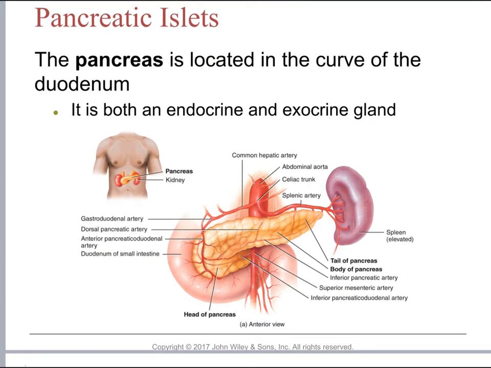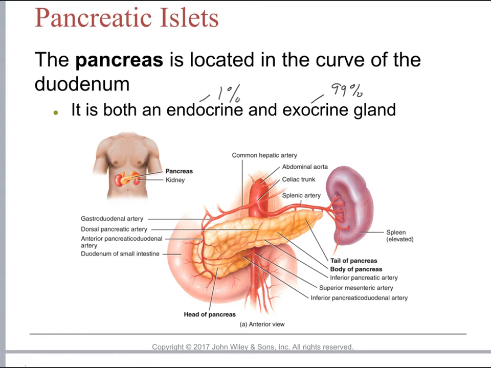The next organ or gland that we're going to look at is the pancreas. Its location is in the curve of the duodenum. It is both an endocrine and exocrine gland, and we're going to assign a percentage here. The percentage of exocrine, believe it or not, is 99%. The pancreas only serves a 1% function as far as secreting hormones into the blood.